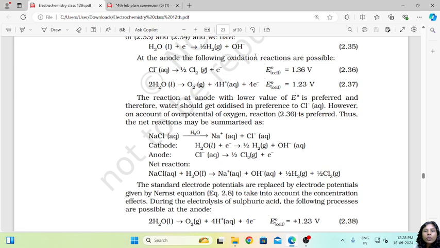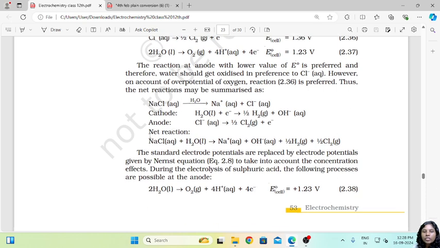At the anode, the following oxidation reactions are possible. So we have Cl- breaking down into Cl2, and we have H2O getting dissociated into H+ and O2. So here also we have to look at the values. The reaction at the anode with a lower value is preferred, therefore water should get oxidized in presence of Cl-. However, on account of the overpotential of oxygen, reaction 2.36, this one is preferred.